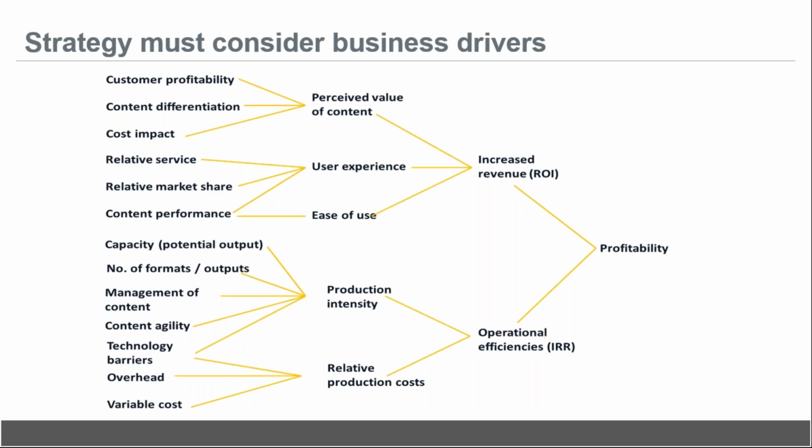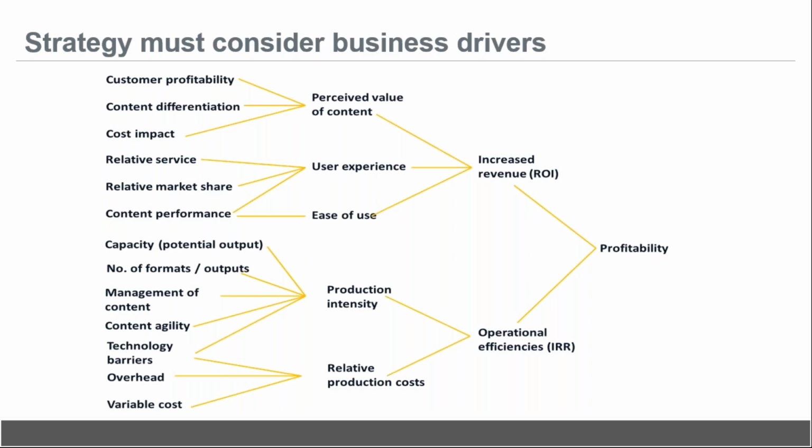Now, I have this general area in terms of what I think the business drivers are, but you can come up with your own, you can come up with more. You don't have to use all of these, but this is just kind of a general framework of working your way backwards to all of the business drivers. So there's kind of the perceived value of content. Is the content really valuable for this product or in this situation? The user experience of the content, the ease of use, the production intensity, and relative production costs. And then if you back that out, what goes into perceived value of content?